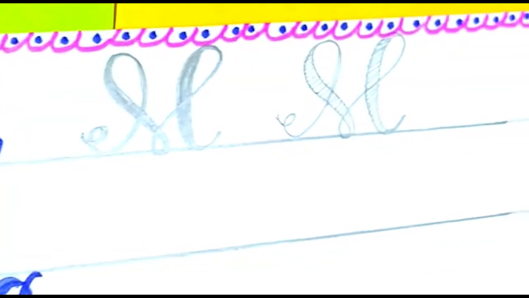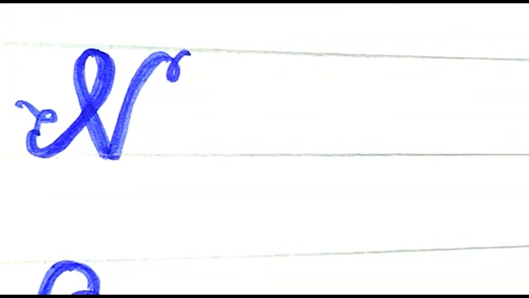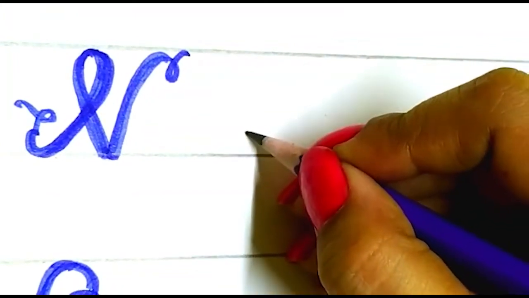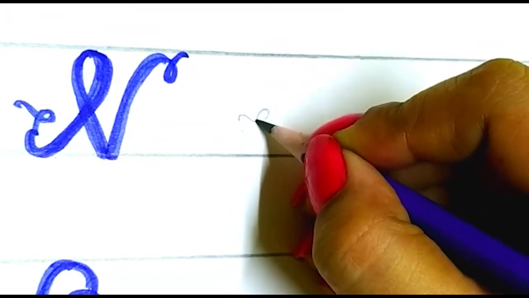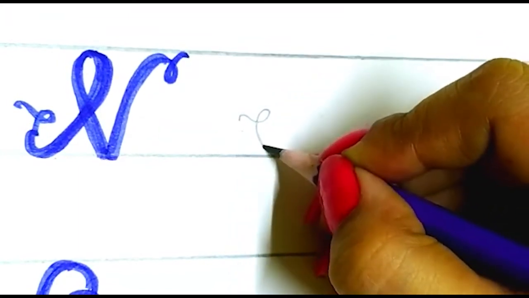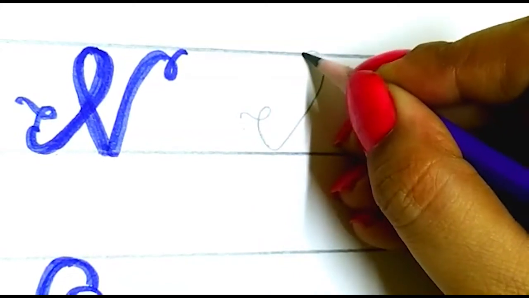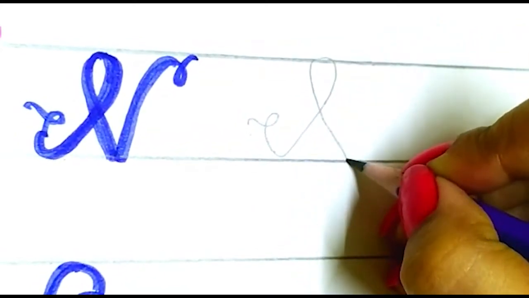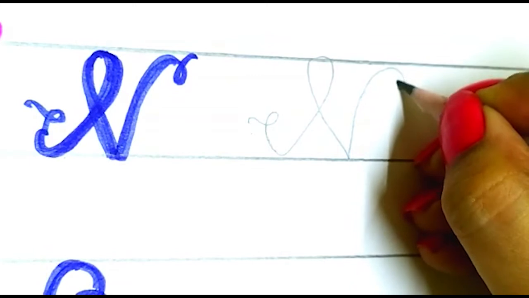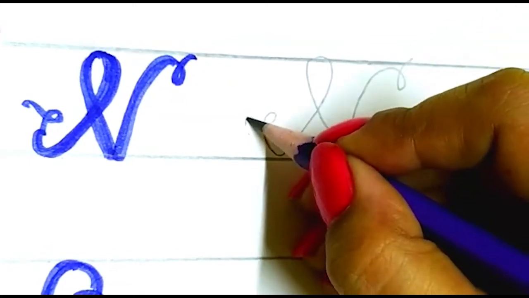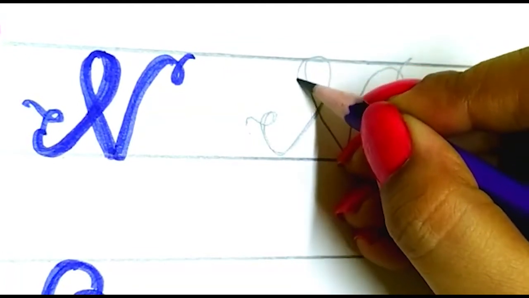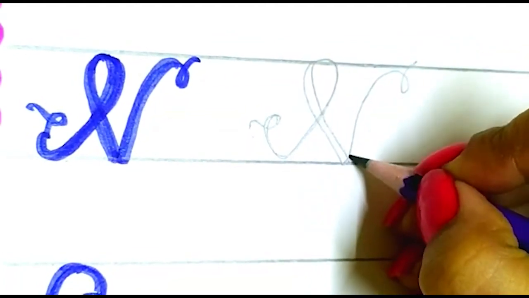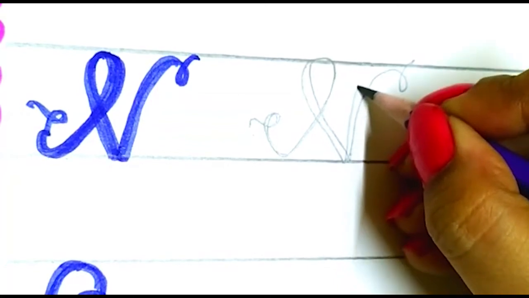Now we move further to the next letter N. Now letter N has a downward loop. It's like this, and then to move upward, a curve, and then an upward move with the loop. I know it's somewhat downward and upward sort of loops, but this is how our N is made.